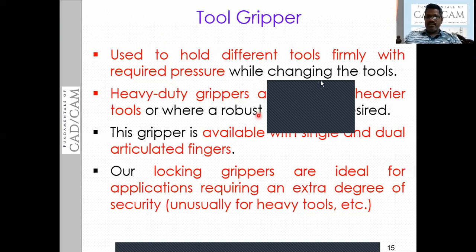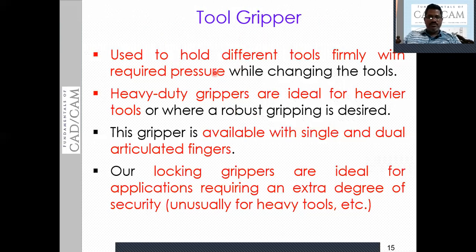So let me go back here. The tool gripper is used to hold the items, parts, or tools firmly with the required pressure. There are different types of grippers available in the market, heavy duty grippers and light duty grippers. If you want to hold small size objects, we use the light duty grippers.